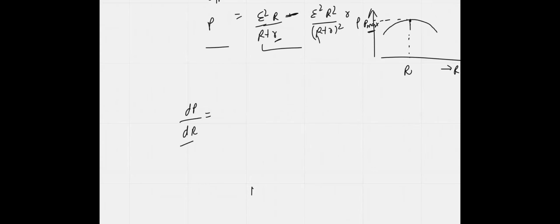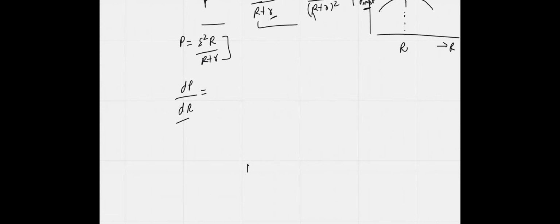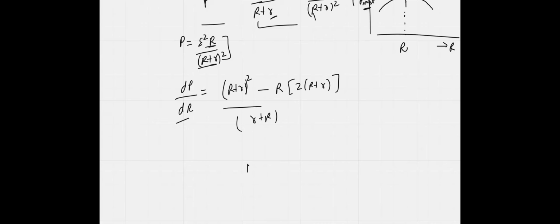What is the value of power? That is E squared R divided by (R plus r) squared. This is what we are going to differentiate. We have to use the formula (v du by dx minus u dv by dx) over v squared. That will come out as (R plus r) squared, the top R as it is, minus R, and differentiating the bottom gives 2(R plus r), divided by (R plus r) to the power 4.